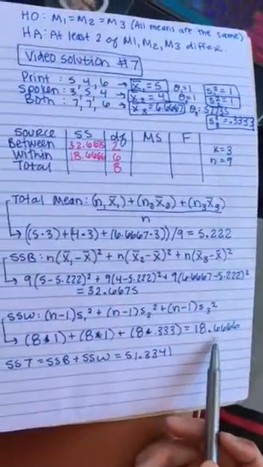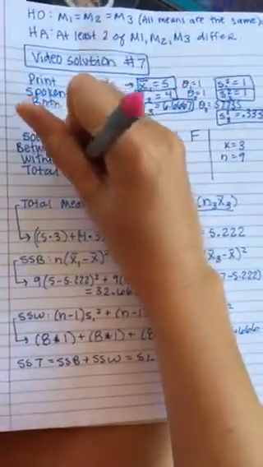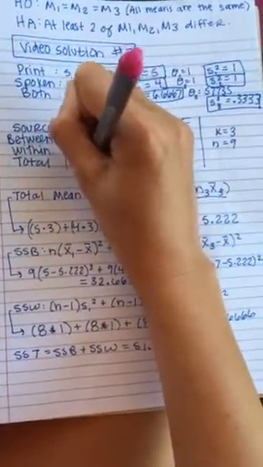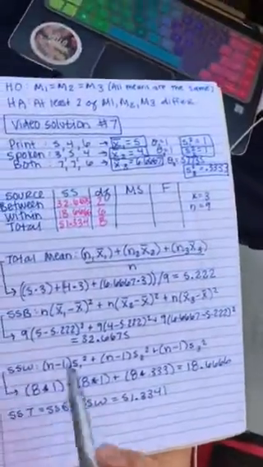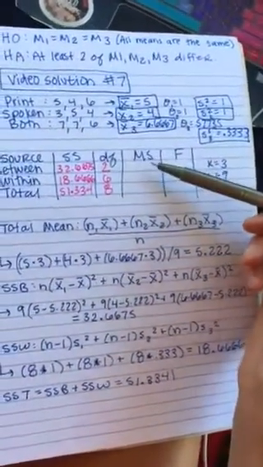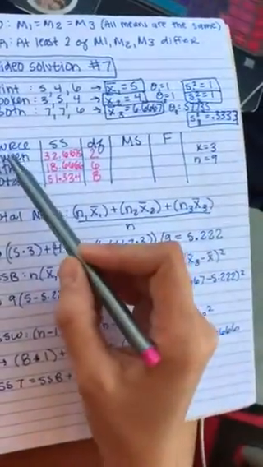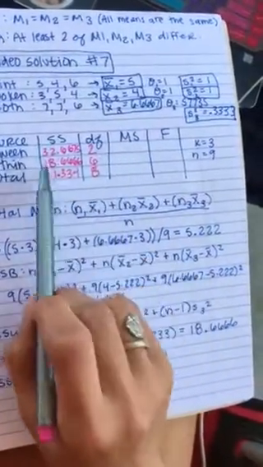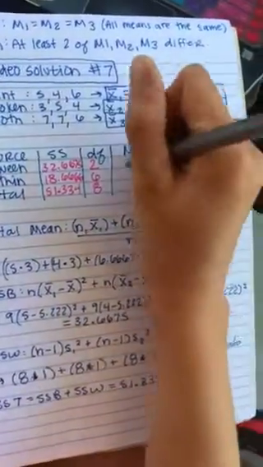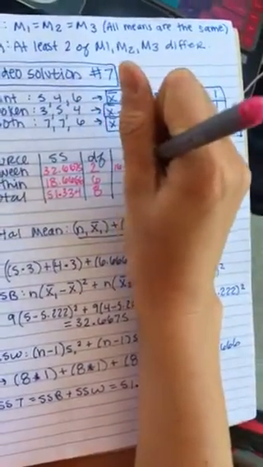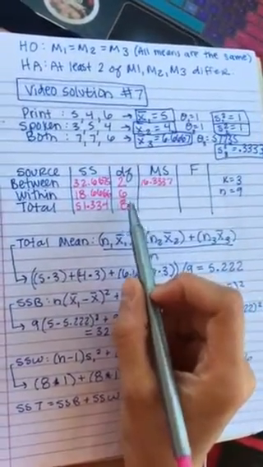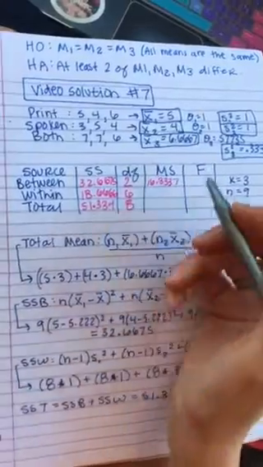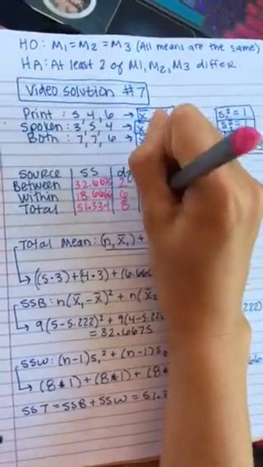So that's 32.6675 plus 18.6666, and that gives us 51.334. Then we'll move over to the MS column. To find MS of between, we take the SSB divided by the DF, so 32.6675 divided by 2 is going to be 16.3337. Similarly, for the MS within column, we do 18.6666 divided by 6, which gives us 3.1111.